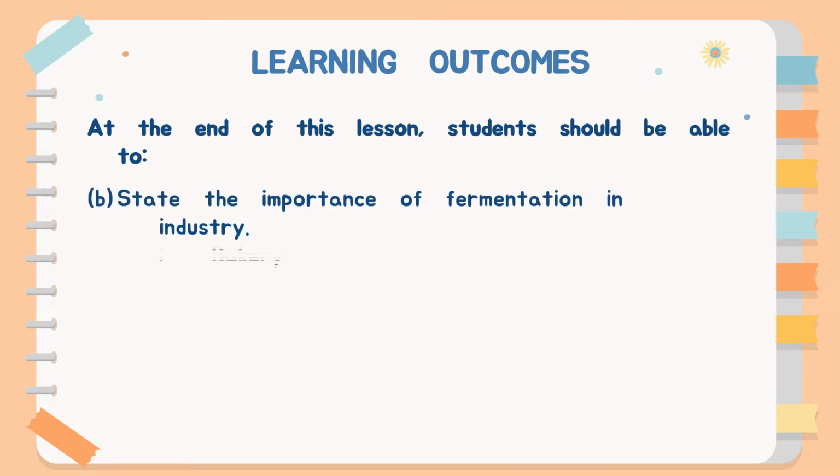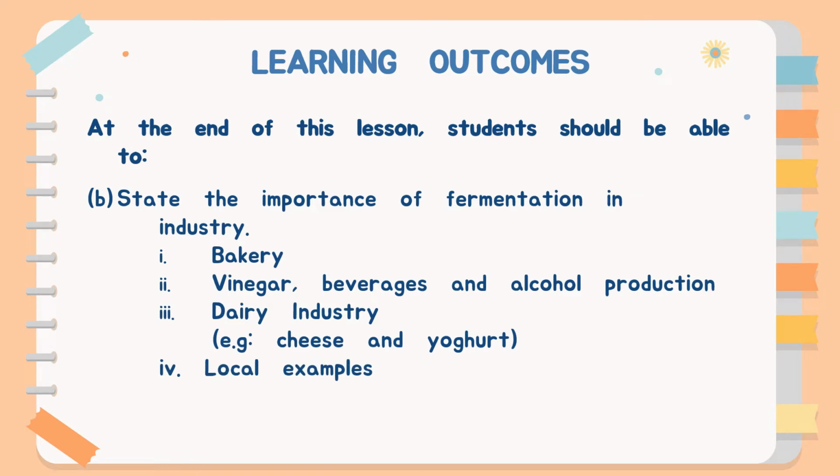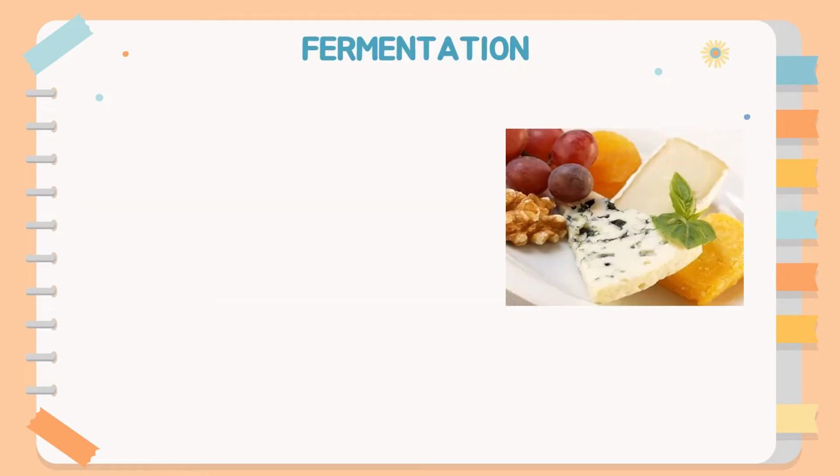in industry, for example in bakery, vinegar, beverages and alcohol production, also in the dairy industry, for example cheese and yogurt, and local examples, for example tempeh, thosai, tapai, soy sauce, budu and chinchalu.